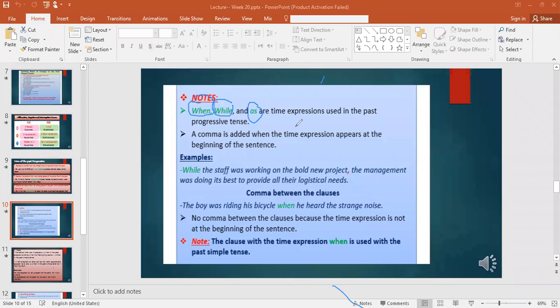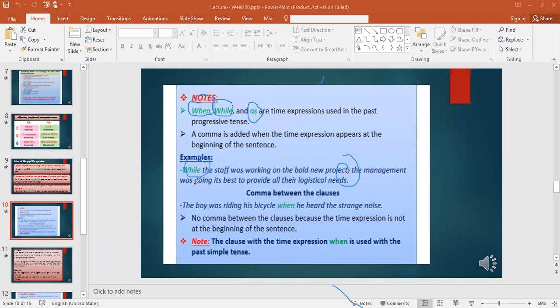These three words, guys, are as if a hint that show you that we have to use the past progressive here, okay? Now, if your sentence starts with while or when or as, meaning with one of these time expressions, you have to use a comma after the first part of the sentence. Look at the example.